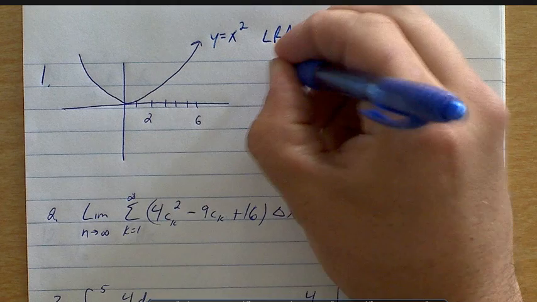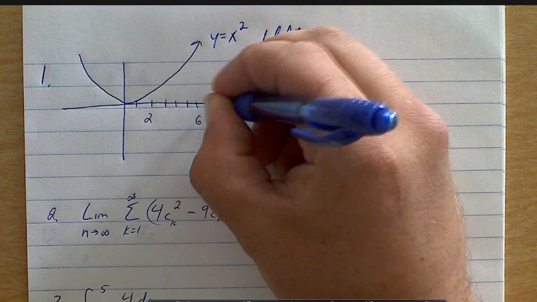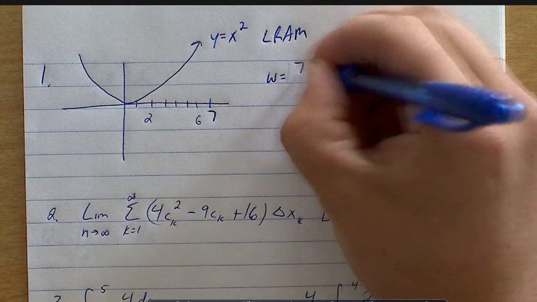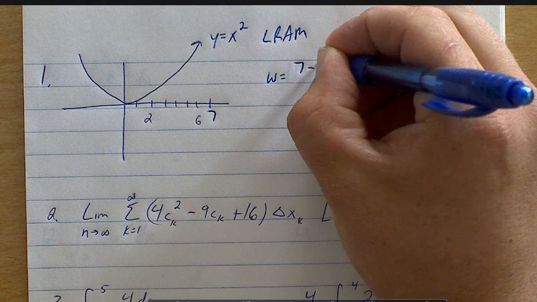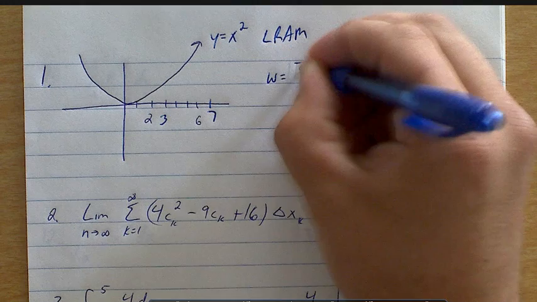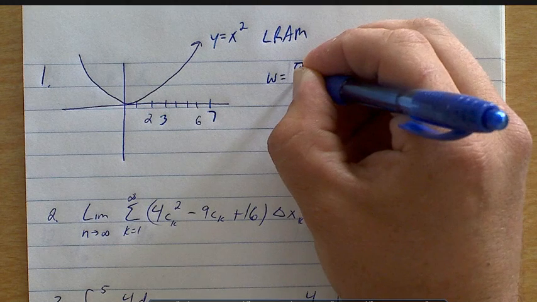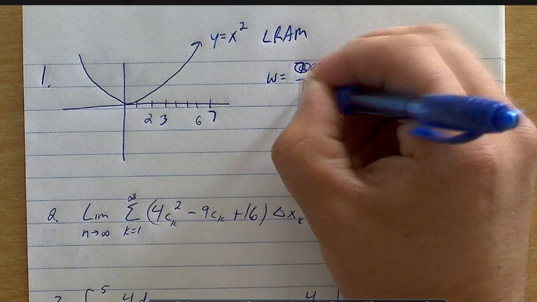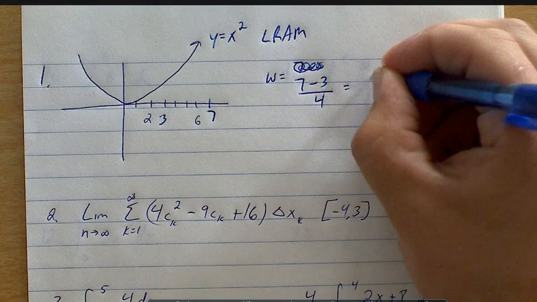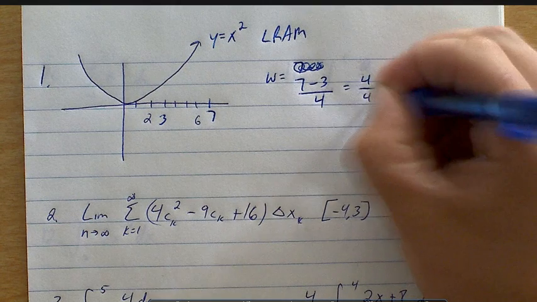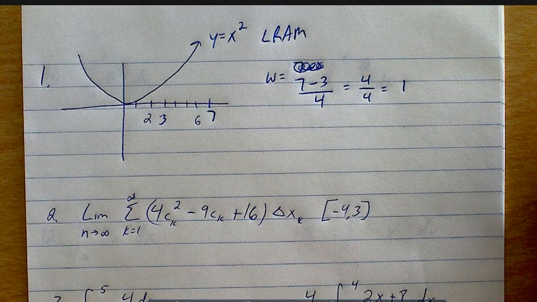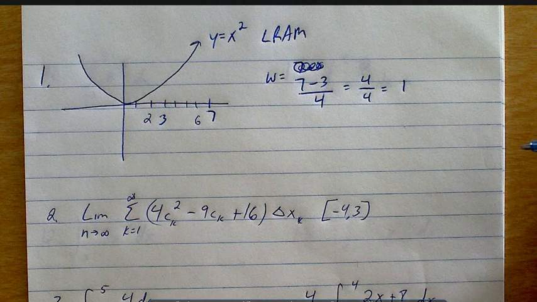From 3 to 7, excuse me. So our width is 7 minus 3 divided by 4 rectangles. So you get 4 divided by 4, which means our width is going to be 1 unit. So from 3 to 7, we're going to draw 4 rectangles that each have a width of 1.